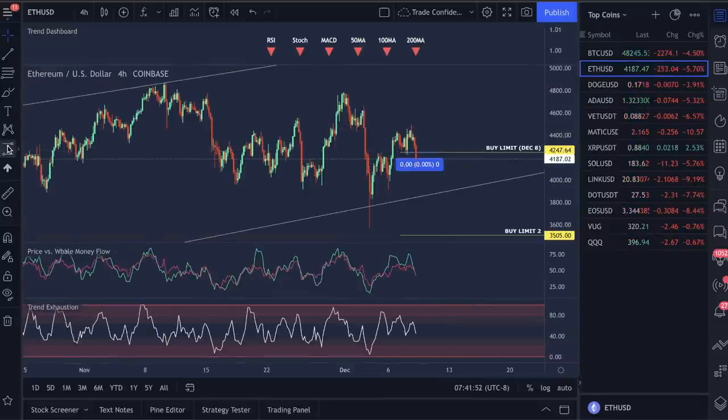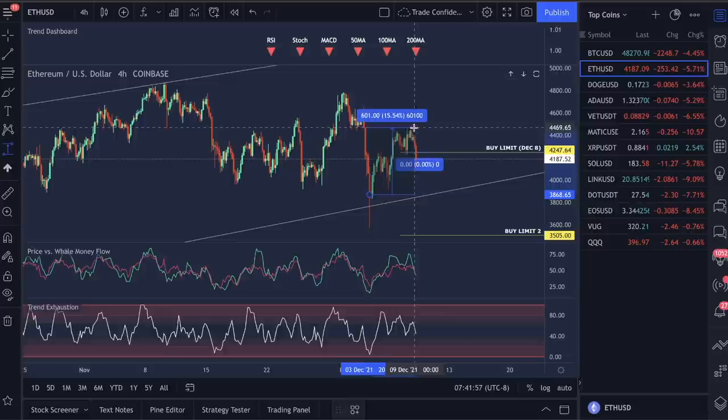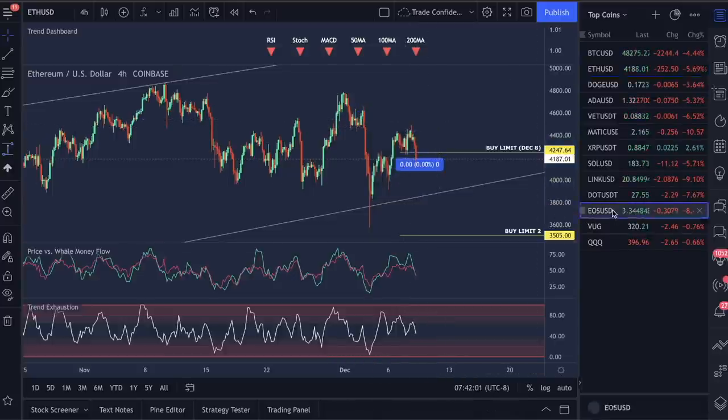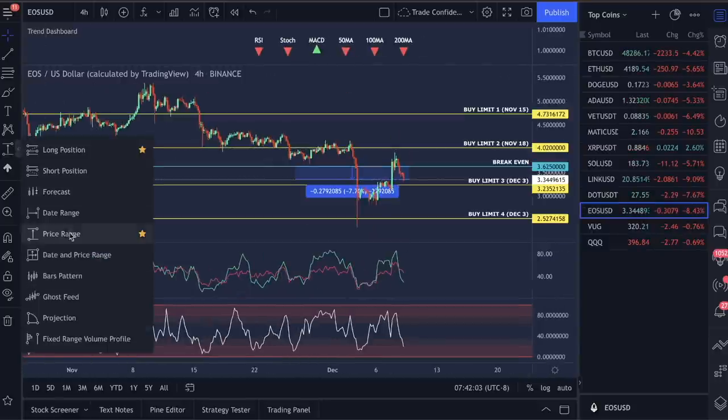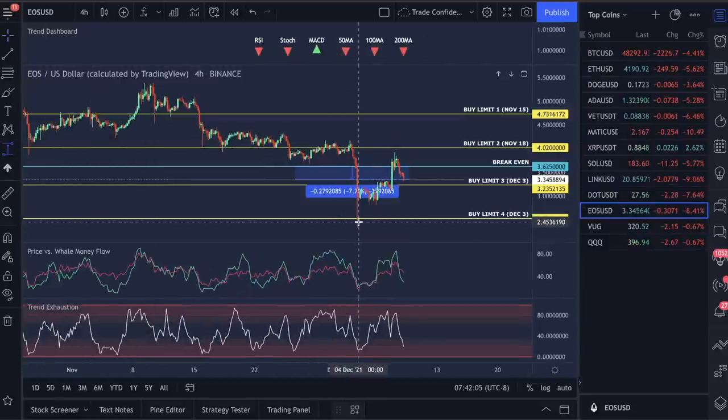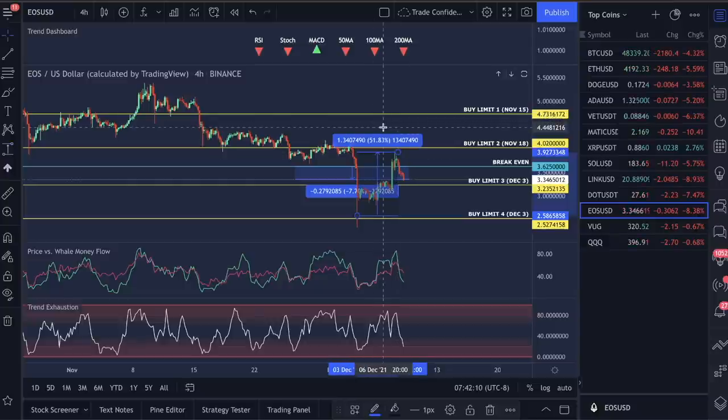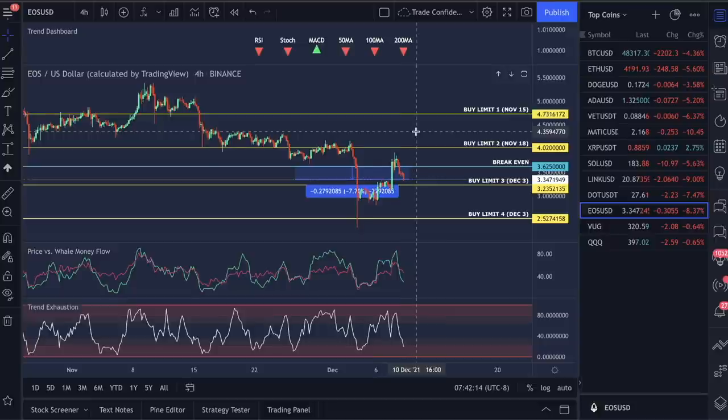Ethereum, if you come over here and take a look at the price range from the dip to the pump back up here, what was it? Let's call it 15%. Awesome. Now let's come over here to EOS and take a look at the bottom of the pump, and we're going to move it from the bottom back to the top. We're going to take a price range, and look at somewhere around the bottom to where we were. 51% increase. This is why it's a very incredible coin.